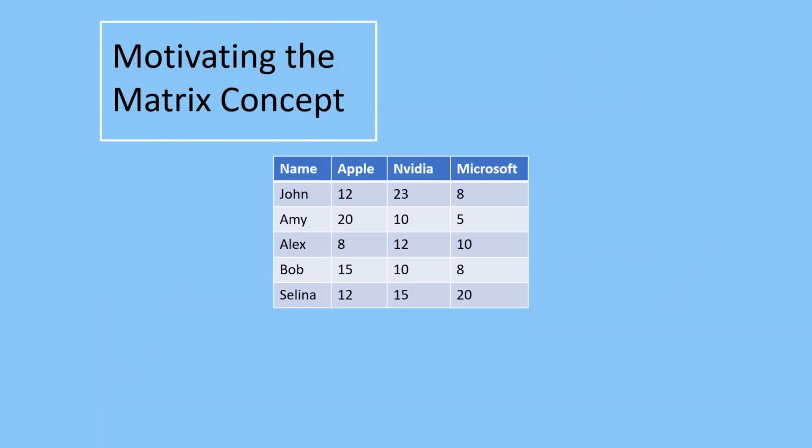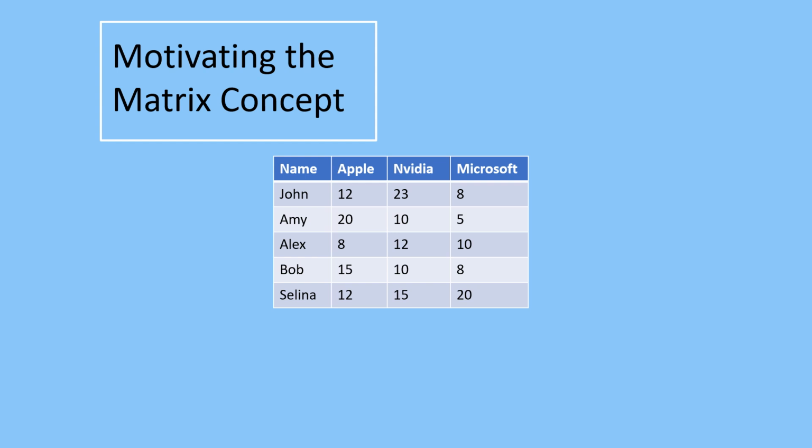Let's begin with a simple and relatable example to understand the concept and usefulness of matrices. Imagine a table showing five people: John, Amy, Alex, Bob, and Selena. Each person owns shares in three companies: Apple, Nvidia, and Microsoft. The table has three columns labeled Apple, Nvidia, and Microsoft, with each row showing the number of shares each person owns. For example, John owns 12 shares of Apple, 23 shares of Nvidia, and 8 shares of Microsoft. Similarly, each person has their own row in the table showing their shareholdings for these companies.